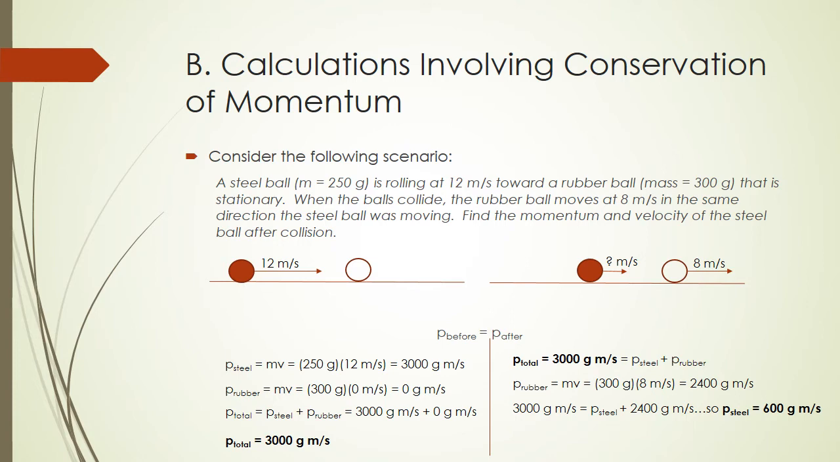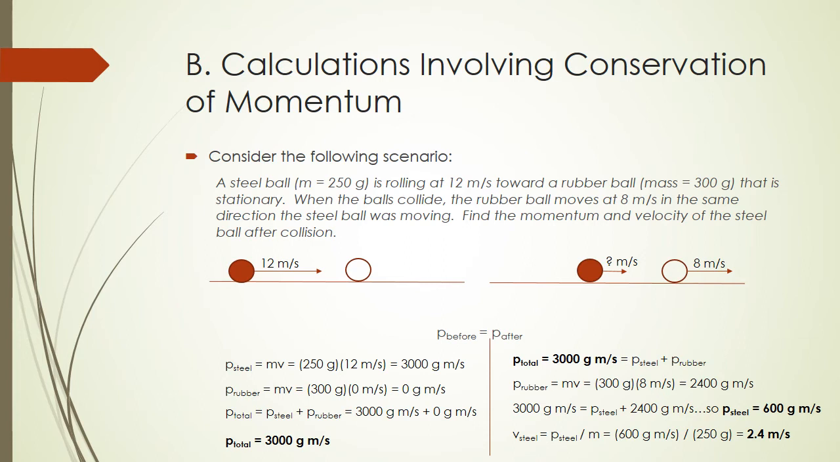This will allow us to find the velocity of that steel ball, because we now know its momentum. If we simply solve that equation for velocity, we get the velocity of the steel ball is equal to the momentum of the steel ball divided by its mass. So 600 gram meter per second divided by 250 grams. We get a velocity of 2.4 meters per second for the steel ball after the collision.